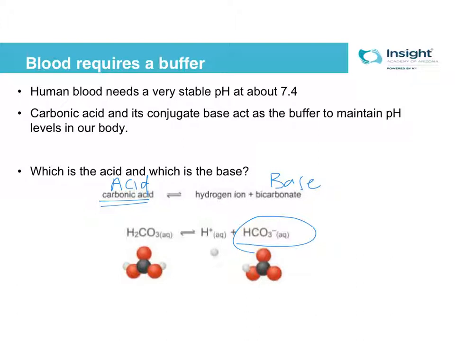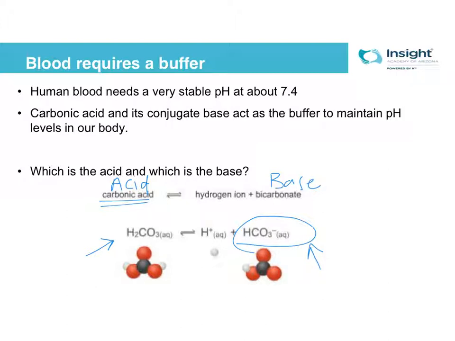So this is just an example of where a buffer comes in handy. You've got this acid that has an extra proton it can give away if we add a base to the blood. You've got this base that can pick up a proton if we add an acid to our blood. Sorry.